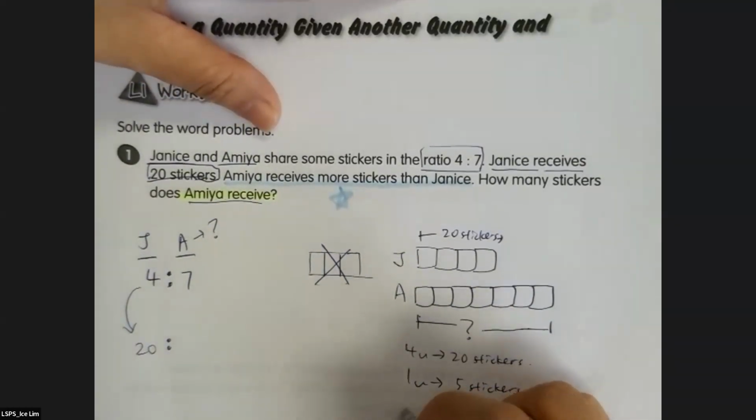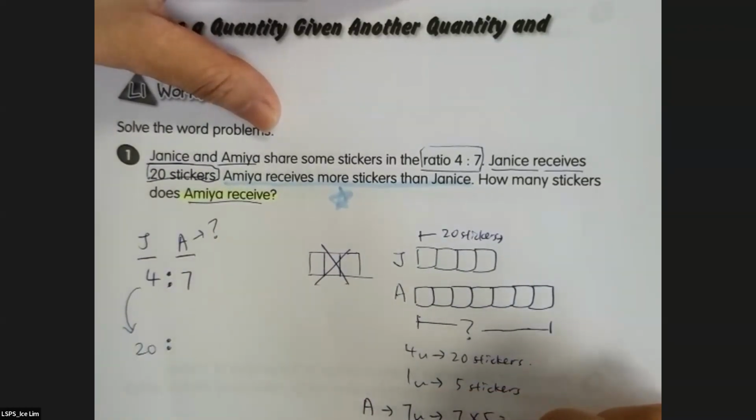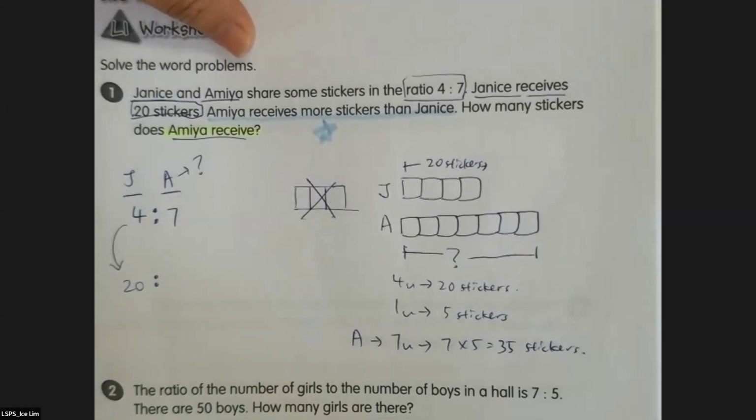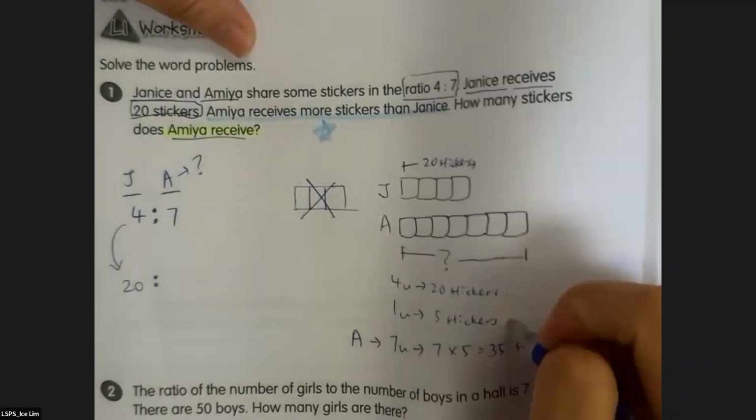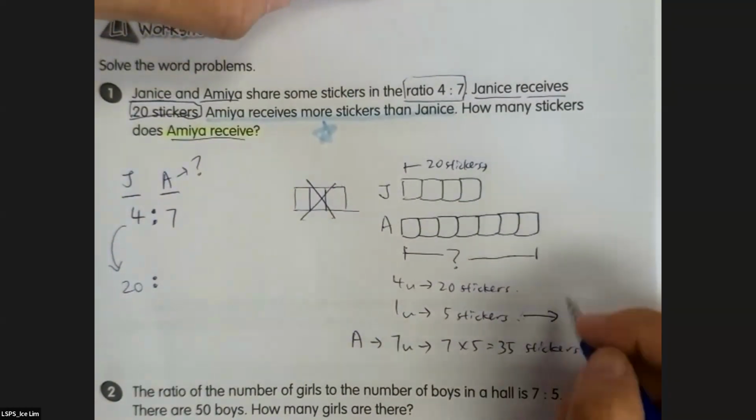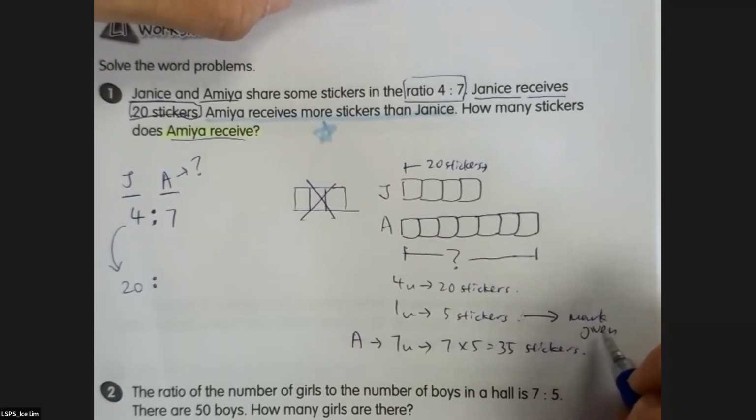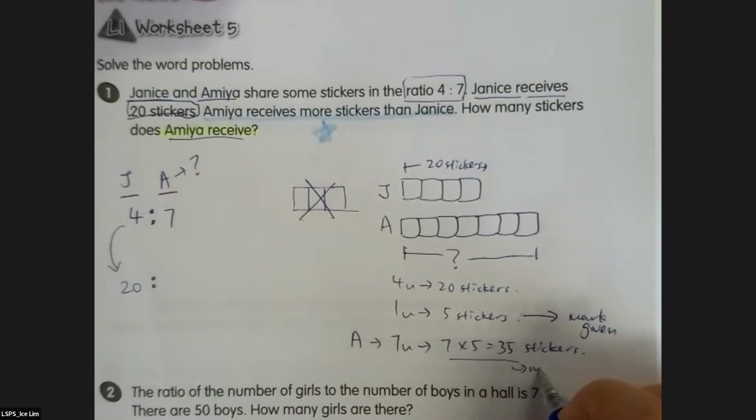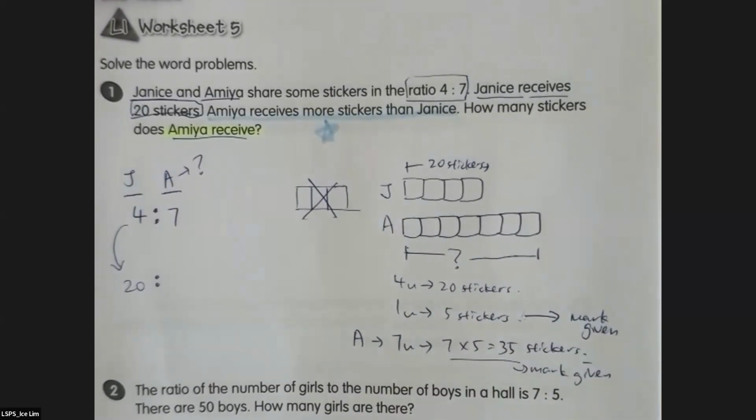So I want to find Amia. Amia is 7 units, so it's 7 times 5, 35 stickers. Now, if you are doing the unitary method, this question is 2 marks. The first mark can go to finding this. And then the second mark can go to this step. Can you understand?